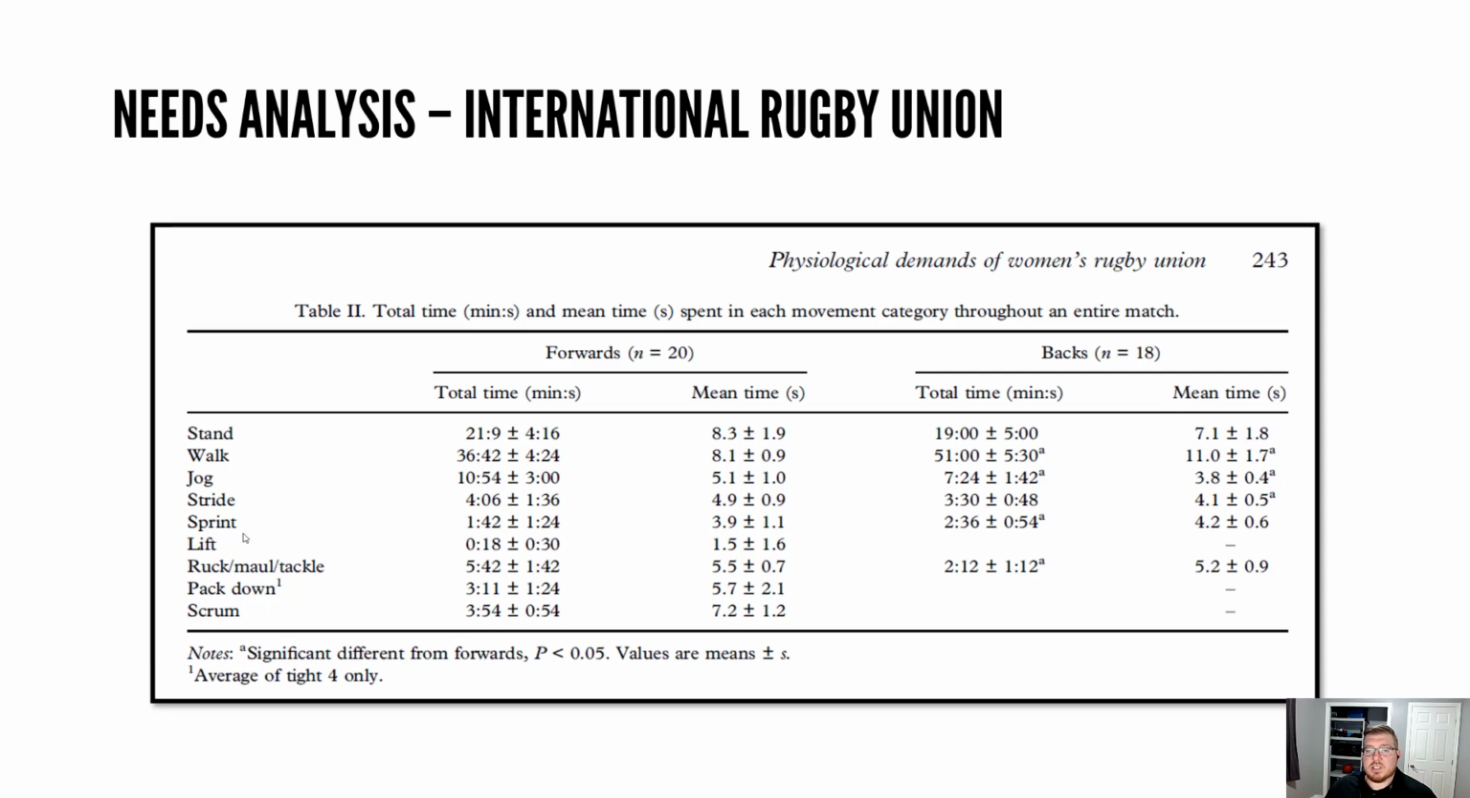So we can see here that sprinting would be the highest speed activity, which averages about 1 minute and 42 seconds for the forwards and 2 minutes and 36 seconds for the backs. With this being the highest intensity activity, we need to make sure that our athletes are capable of performing this within the game.